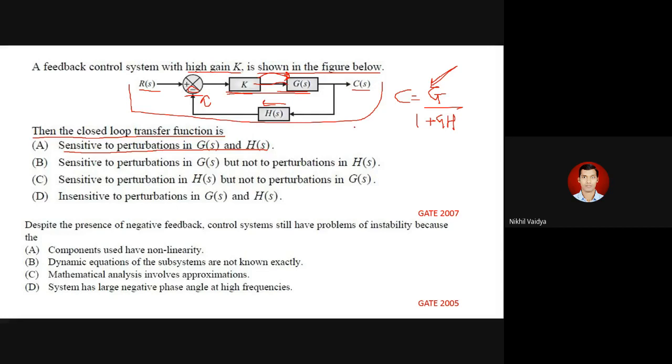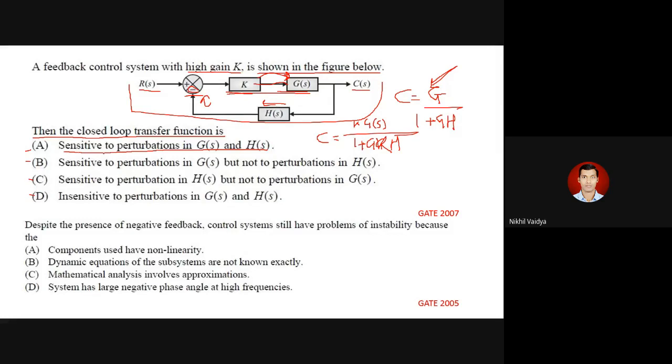So we will get K into G of S upon 1 plus K into G of S, or we can write just K into G. Let us take this as K into G into H. Okay, K into G into H. So this will be our closed loop transfer function. So they are asking us which option is correct from these 4.